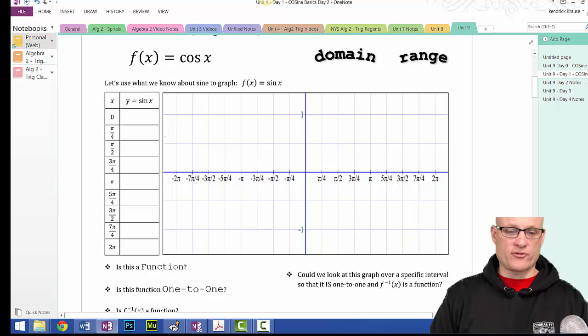All right, we did this yesterday. Let's just really quickly go through it. Cosine of 0 is 1. This is 0.7. This was 0. This is -0.7. This is -1. This is -0.7. This is 0. This is 0.7. And this is 1.